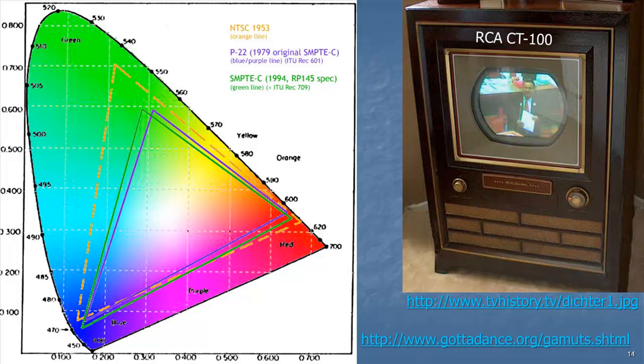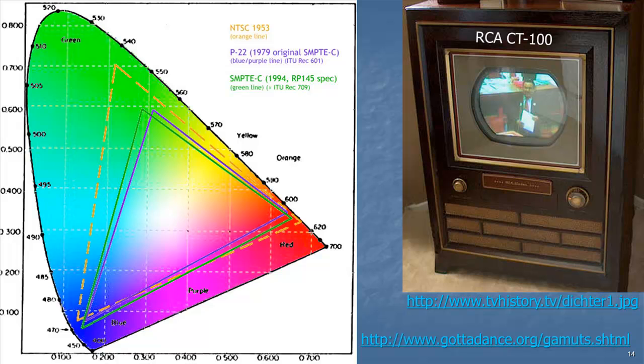Now, this green triangle over here, that's the SMPTE phosphors, or basically Rec 709. So that's the color gamut. But this outer thing over here, the gigantic triangle, that's the NTSC phosphors. That's what this TV had. So we had wide color gamut in 1953.